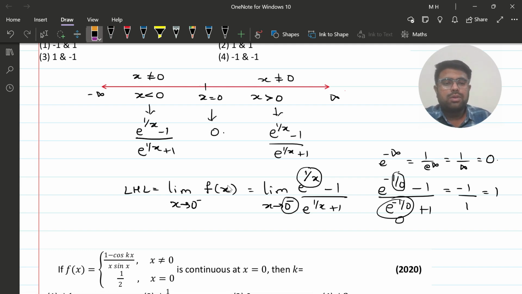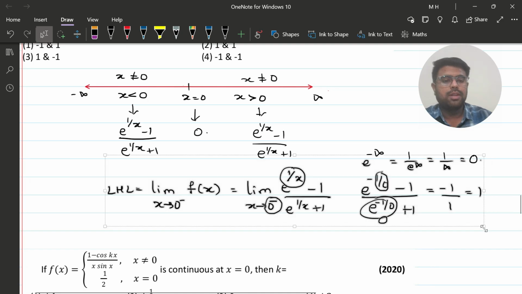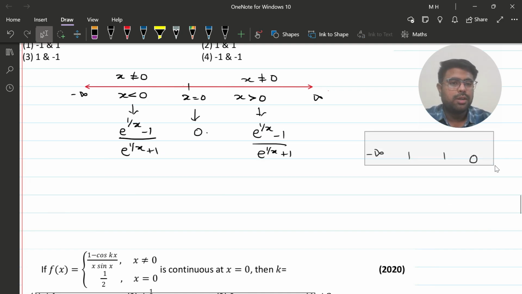Okay, if you don't quite get it, I will take up the conventional notation for the limits and then I will explain it to you. Just give me a moment.